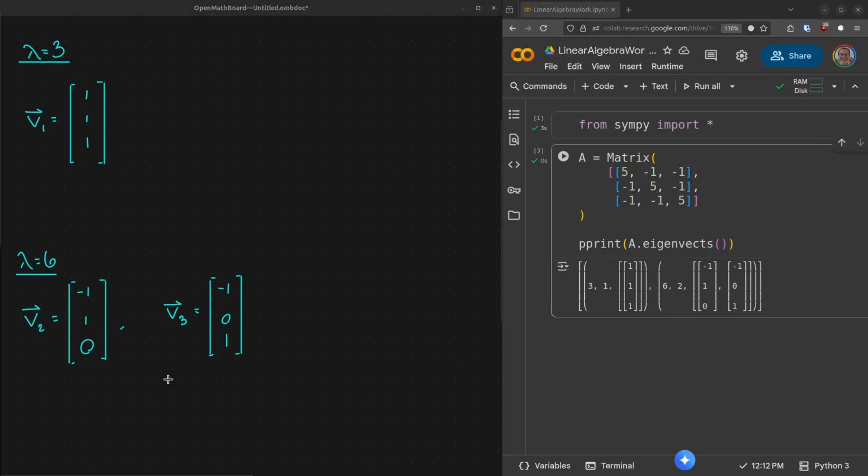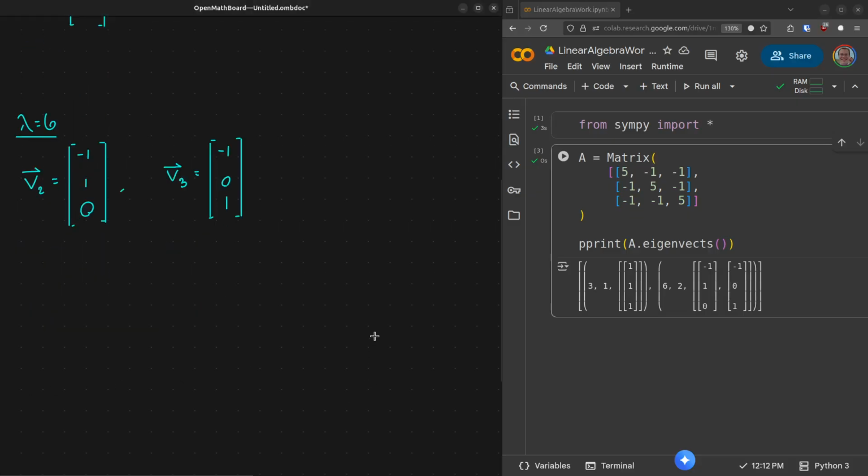Okay? Remember, for the Gram-Schmidt process, we get an orthogonal basis. The first vector just stays the same. I'm going to call it f2. Let this be the first vector in my orthogonal basis for the eigenspace of lambda equals 6. So it's just going to be equal to v2, no change.